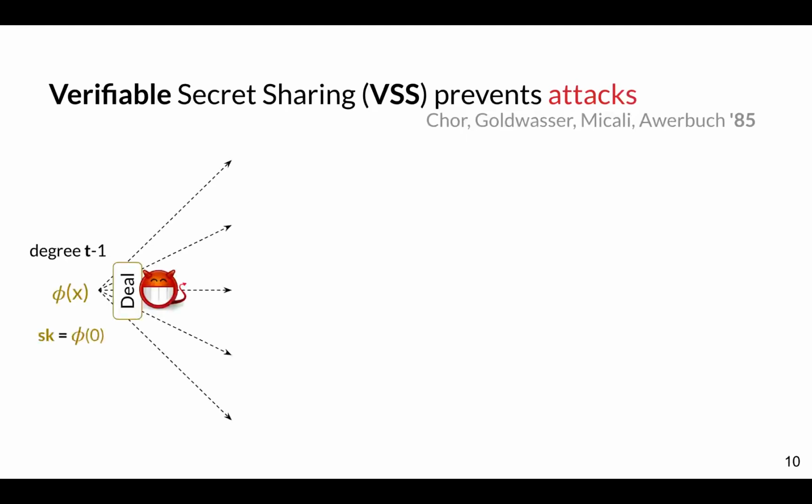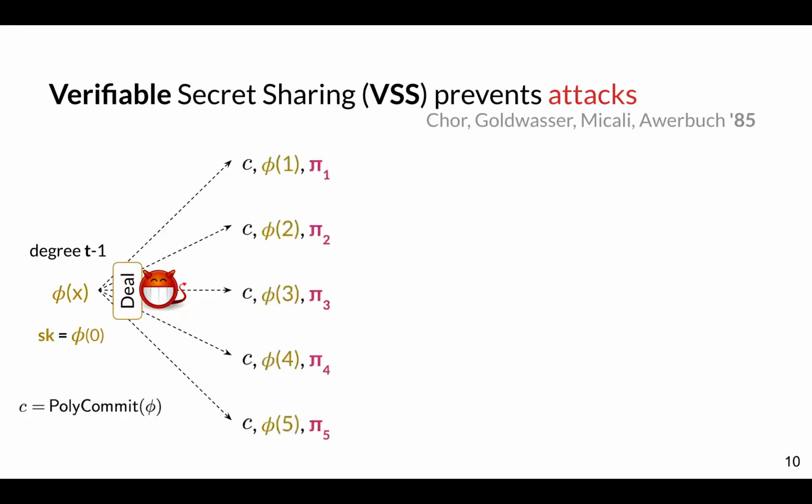And the idea is as follows. As before, you do your Shamir secret sharing using a polynomial phi, but this time you will commit to phi using a polynomial commitment scheme. And you get this commitment C, and as the dealer, you broadcast this commitment to all of the players. And you also give each player a proof pi_i that their share phi(i) is correct. And the player can verify this with respect to the commitment C.